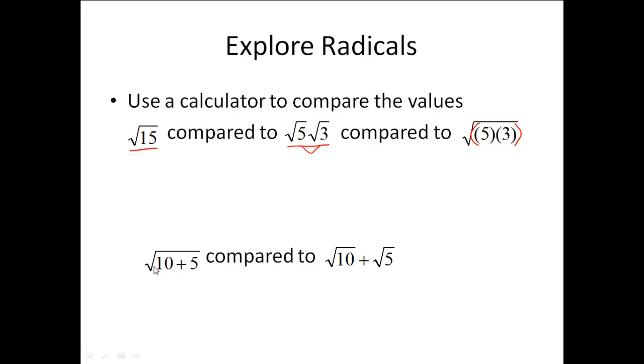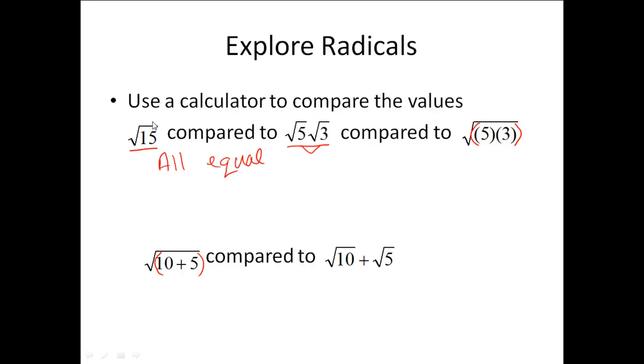Then I want you to do the square root of 10 plus 5. Make sure the 10 plus 5 is all under the radical sign. And I want you to compare that to the square root of 10 plus the square root of 5, and make a note about what the values of those were. Hopefully what you noticed was that these were all equal.